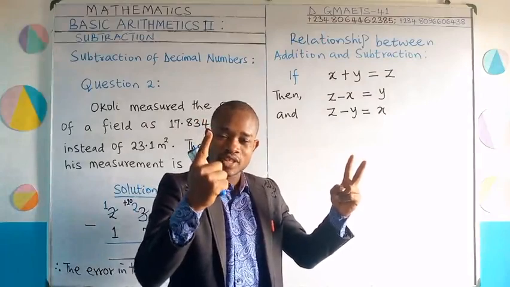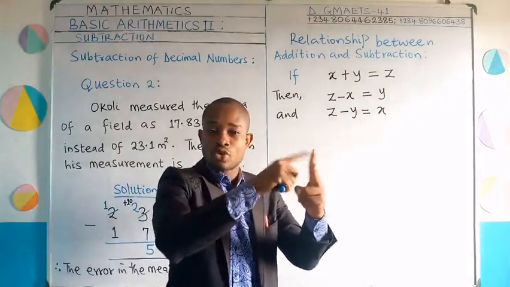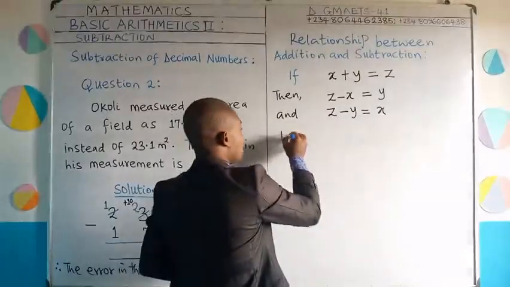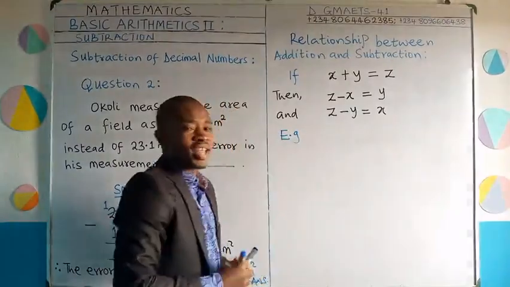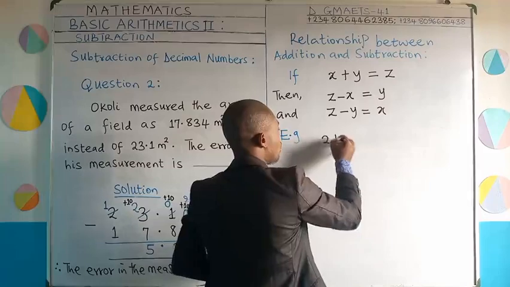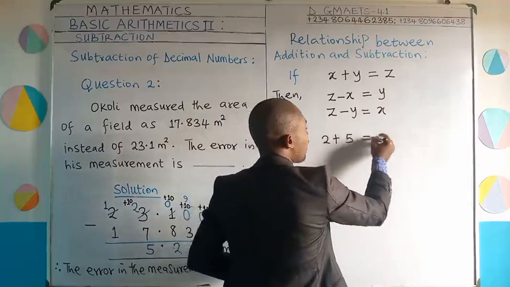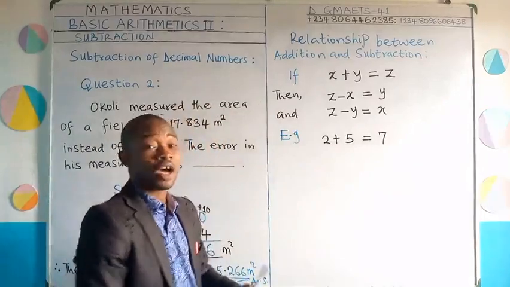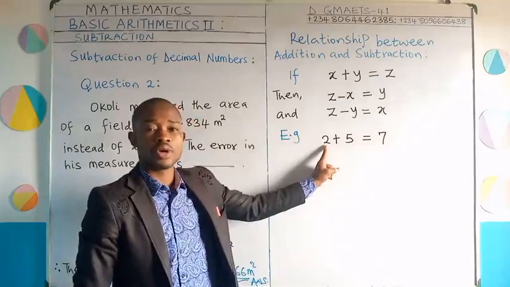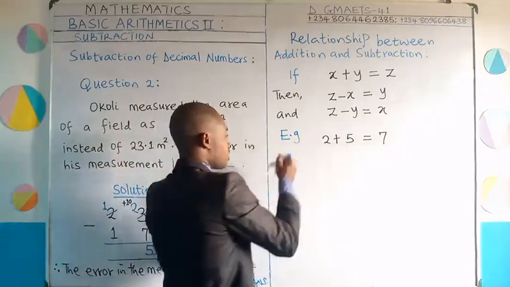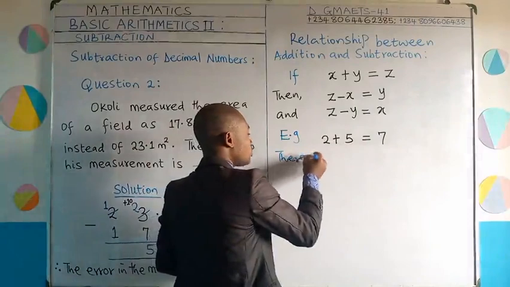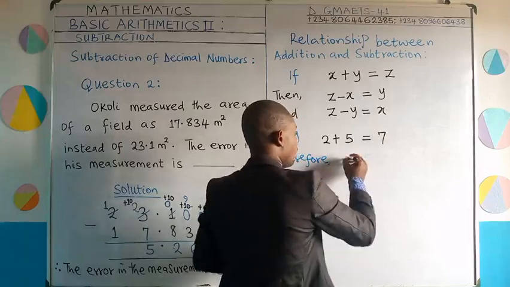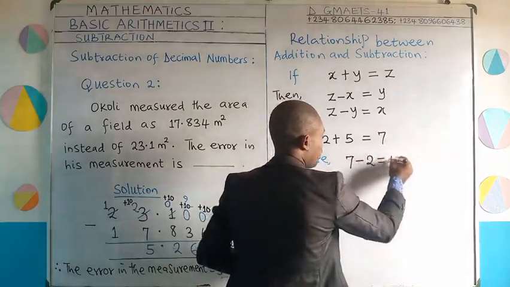Now the answer you got, which is the third thing, minus any one of these two will be equal to the other one. That is what I've done here. Now let us quickly look at this example. As an example, if I give you, let's say, 2 plus 5. 2 plus 5, you know, is equal to 7. The answer is 7. Therefore, if I tell you 7 minus 2, what will be your answer? 5. That's correct. Therefore, 7 minus 2, the answer is going to give you 5.